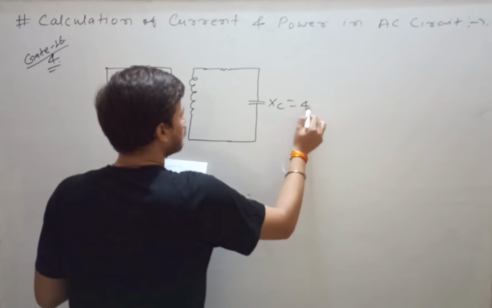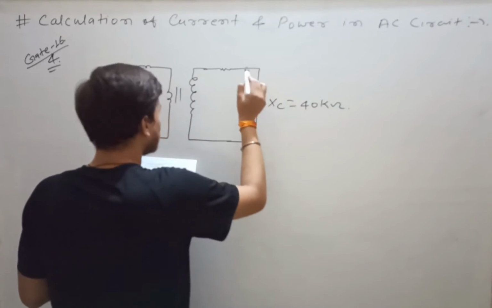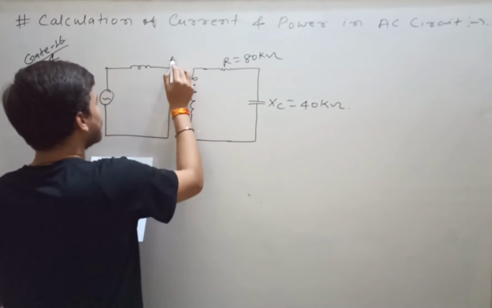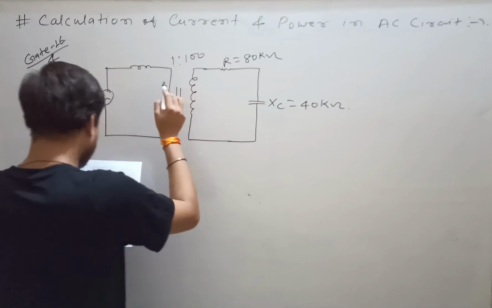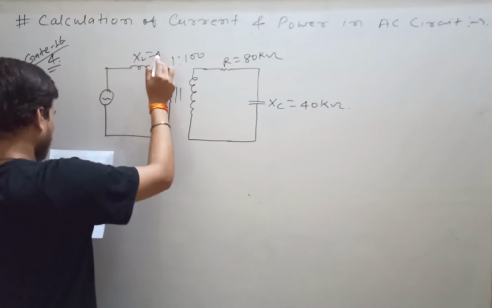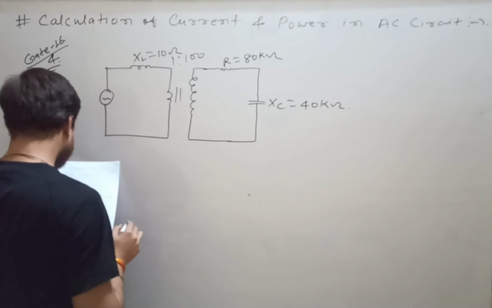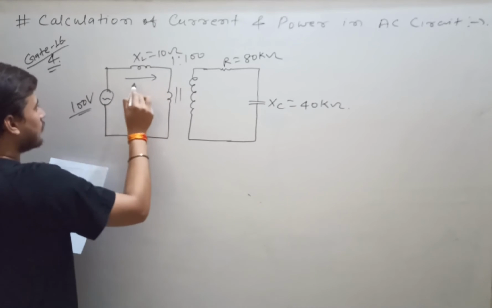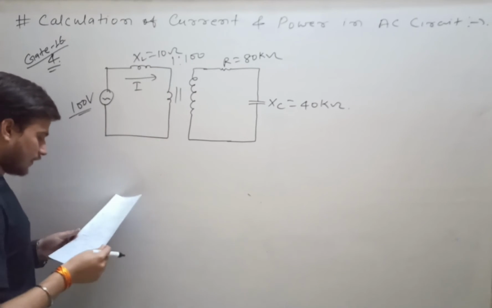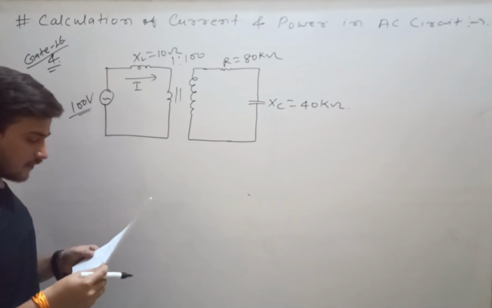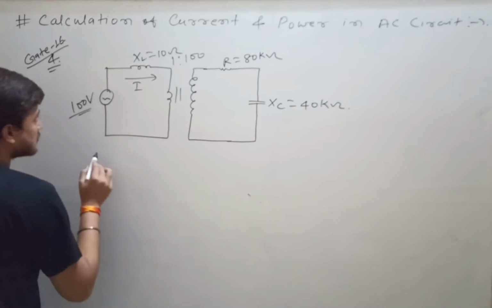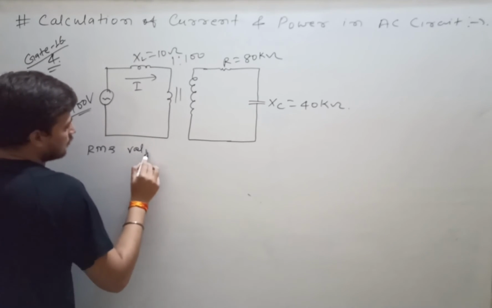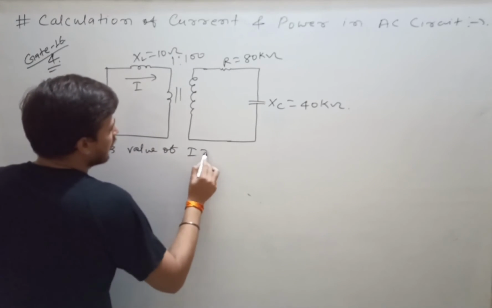Xc equal to 40 kilo ohm. Here it is R equal to 80 kilo ohm. Here it is 1:100. Here it is XL equal to 10 ohm, 100 volt. Here it is current I. They are asking you the RMS value of current I. What is the RMS value of current I?